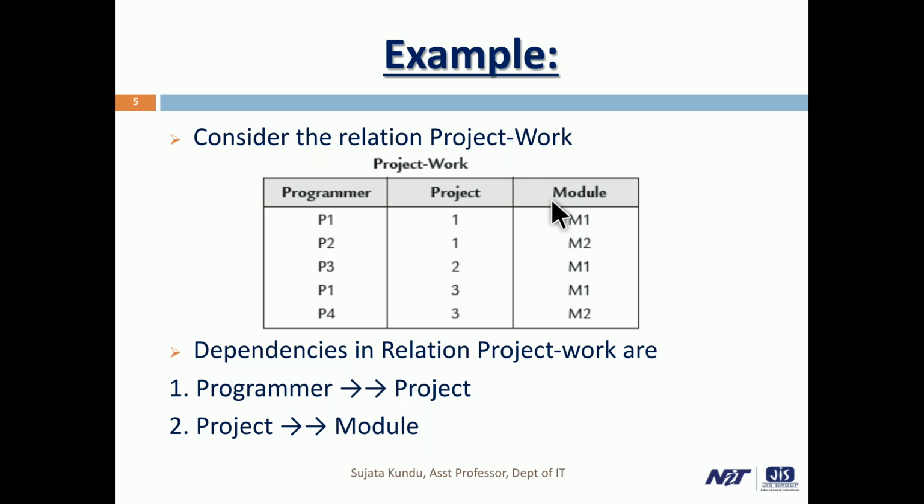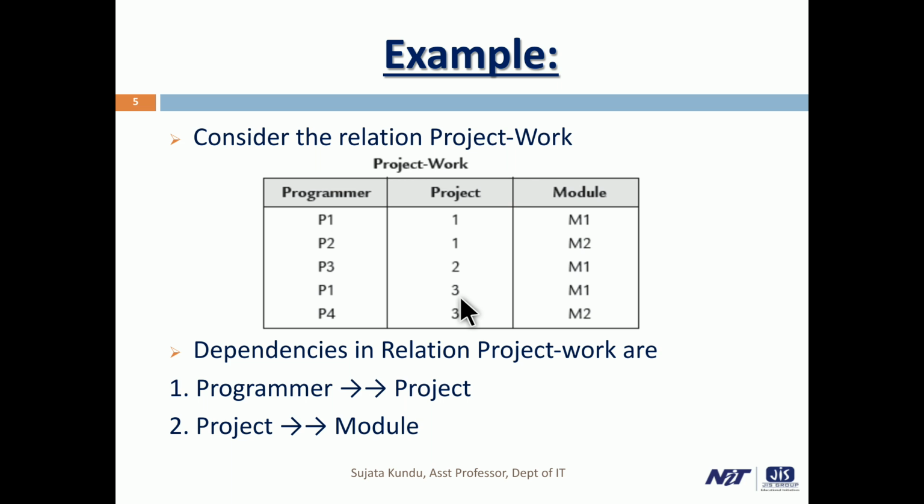So we assume that a programmer can work on any number of projects. You can see in this relation, programmer P1 is working in project 1, module 1, and in another project 3, module 1. So programmer P1 is working in two projects simultaneously. So we are assuming that a programmer can work on multiple projects.